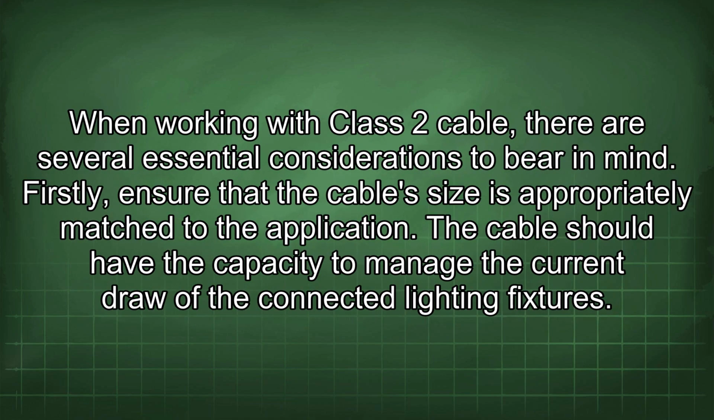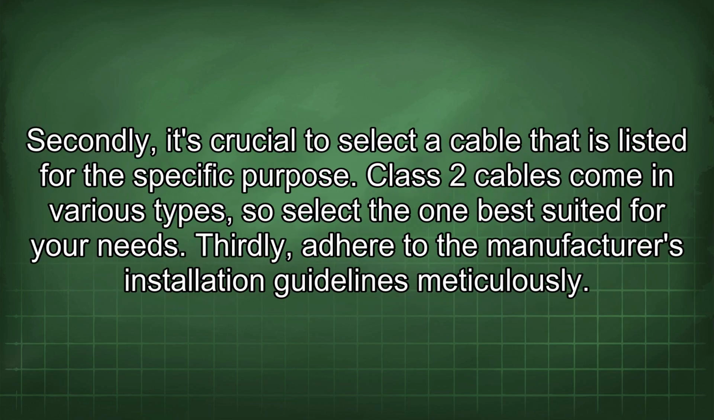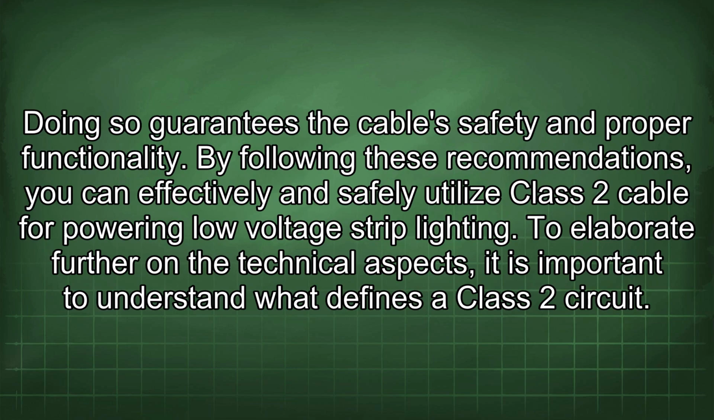When working with Class 2 cable, there are several essential considerations to bear in mind. Firstly, ensure that the cable size is appropriately matched to the application. The cable should have the capacity to manage the current draw of the connected lighting fixtures. Secondly, it's crucial to select a cable that is listed for the specific purpose. Class 2 cables come in various types, so select the one best suited for your needs. Thirdly, adhere to the manufacturer's installation guidelines meticulously. Doing so guarantees the cable's safety and proper functionality. By following these recommendations, you can effectively and safely utilize Class 2 cable for powering low-voltage strip lighting.